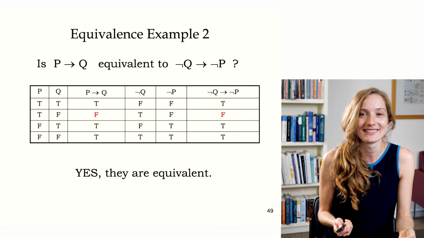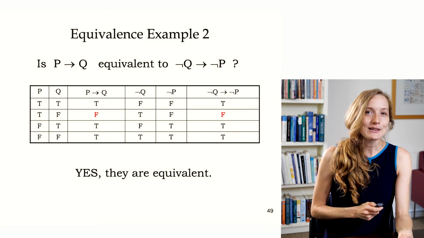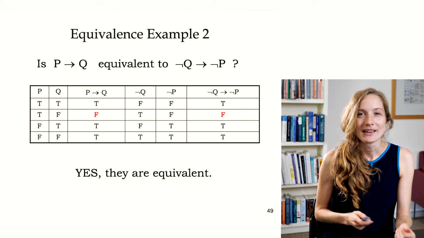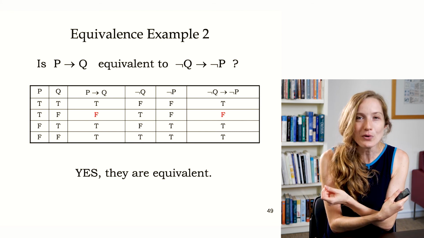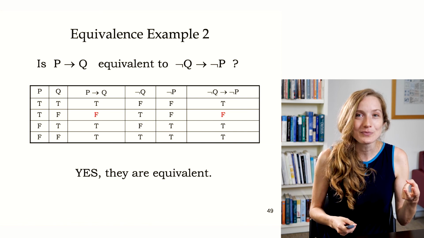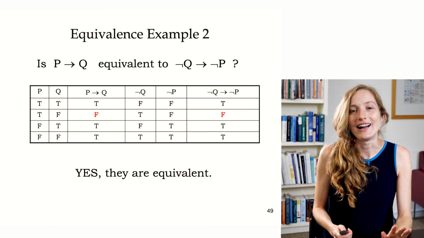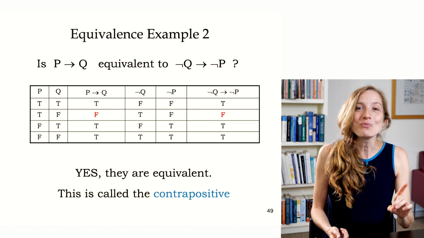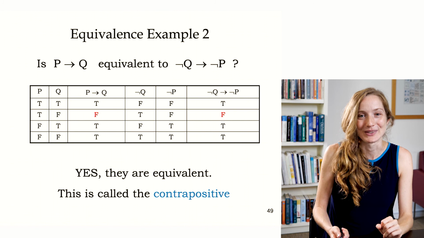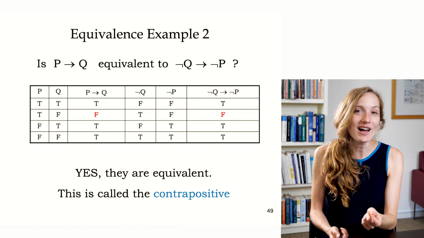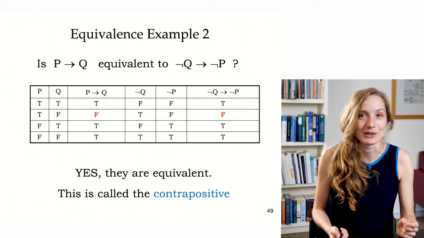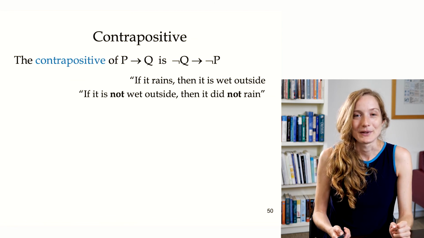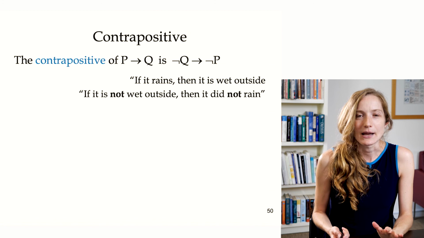Now this thing looks a little strange: not Q implies not P. Note that I flipped the order and I negated both of them. This might look a little odd, but this is actually something that comes up a lot, so much so that it gets a name of its own. This is called the contrapositive of P implies Q. Here this is rewritten up here, and let's take a look at some examples.